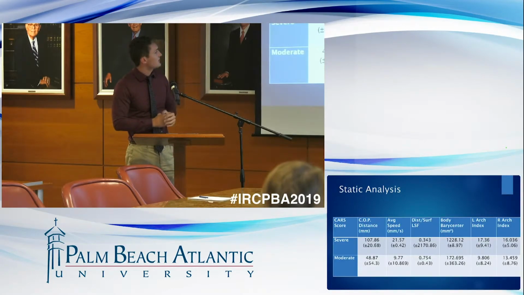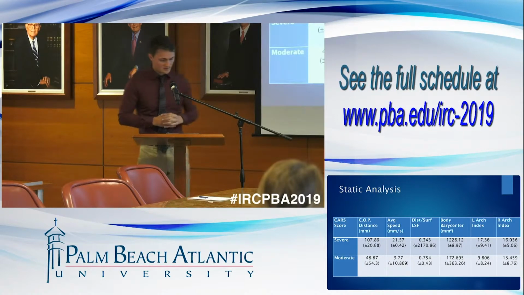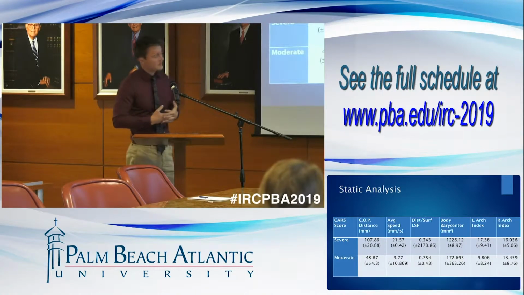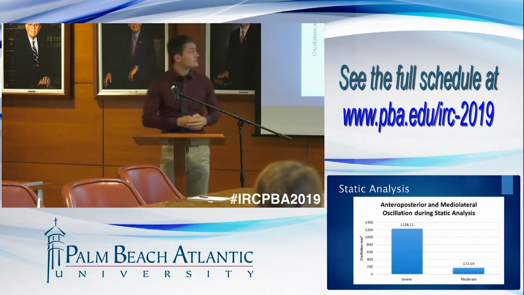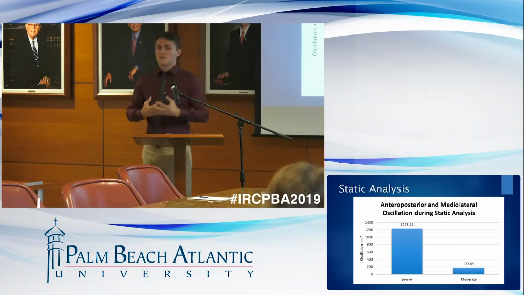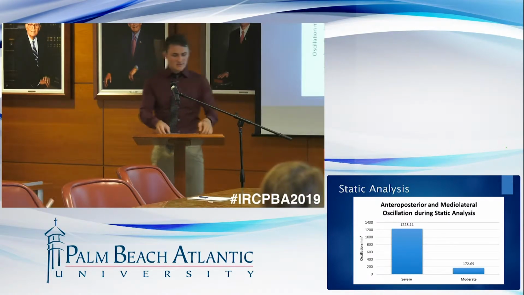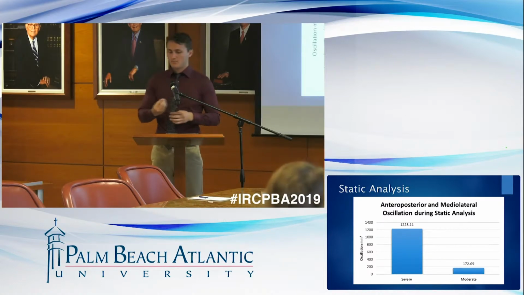These are the values correlated to the CAR score of both severe and moderate. It's clear to see that there is a difference between severe and moderate. Again, I will go into that more specifically for each value. We're going to start with what's known as anteroposterior and mediolateral oscillation during static analysis. This is body barycenter, which is essentially how the body orbits that point of origin during the static analysis.